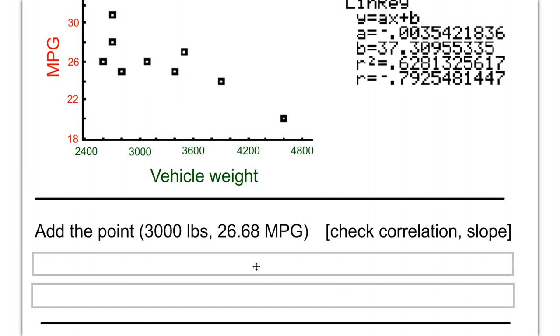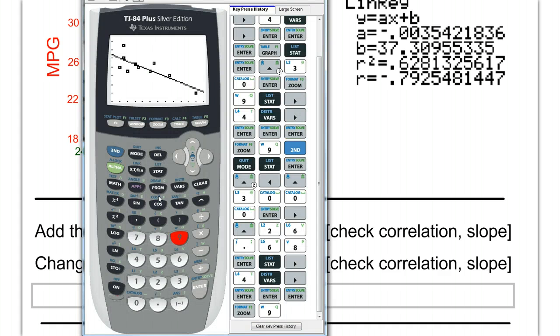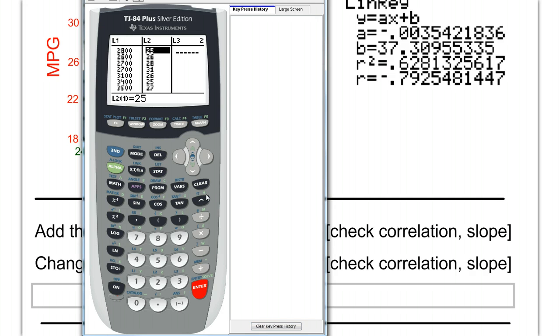Let's change this up a little bit. Let's modify this point so that it's below the line. So now we're going to do 3,000 pounds and 18. We go to our stat, edit, go to the bottom here, and we're going to change that 26.68 to an 18.